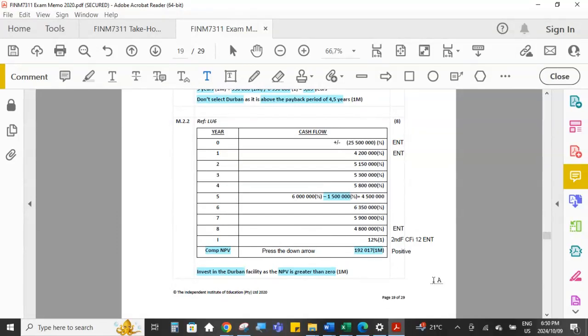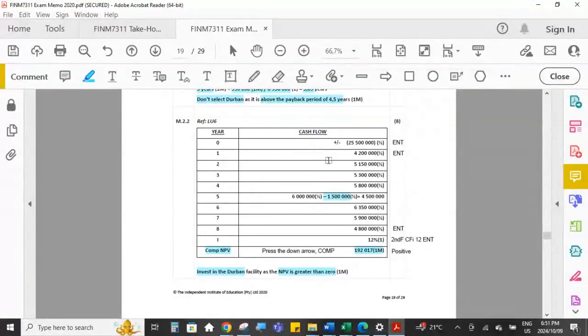And then you are going to press the comp. Press the down arrow and then press comp. And when you've pressed comp, this rand value of the net present value will appear on your screen. So you can see the solution that you write down on your answer book. You don't have to type in enter, enter, enter.